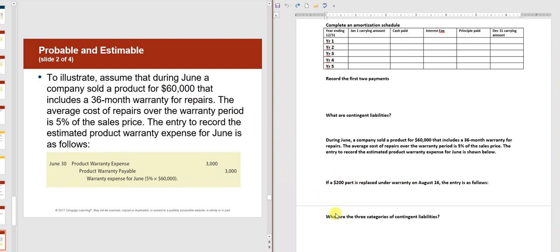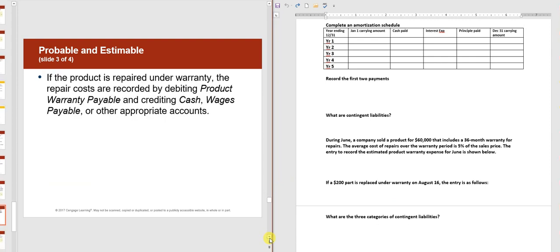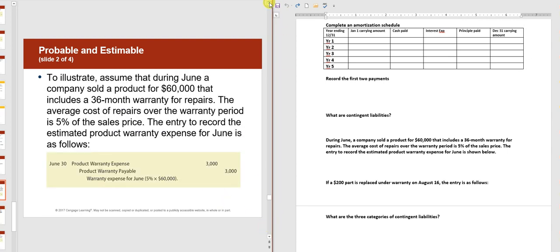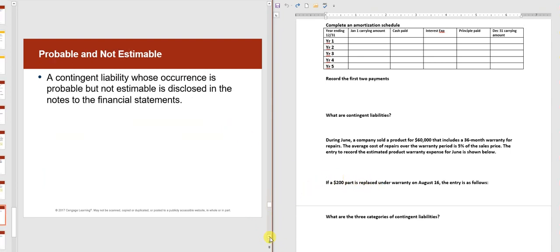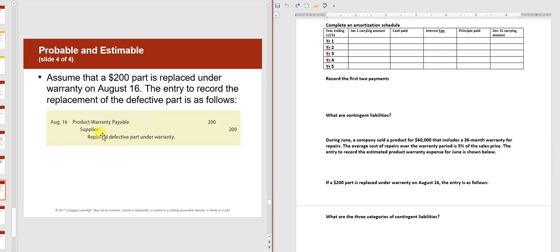Then if a $200 part is replaced, I debit product warranty payable. Notice that I have product warranty payable; you can just put warranty payable. I get it out of the payable account and credit supplies. Notice that I'm just replacing the part. It could be wages payable, if I had to pay a worker to fix it, or if you're basically giving their product back, it could be inventory because I'm giving them a new one. So I credit inventory instead of supplies. But anyway, your credit is whatever in the world I did to fix the thing. Usually the three most common are supplies, wages payable, or inventory, because I've taken an item out of inventory and given it to them.